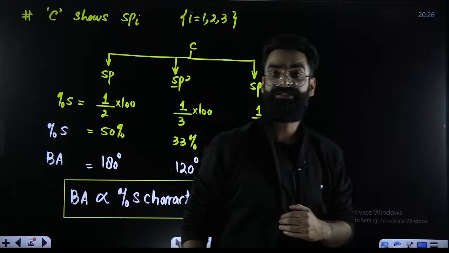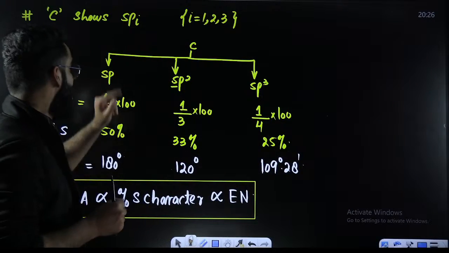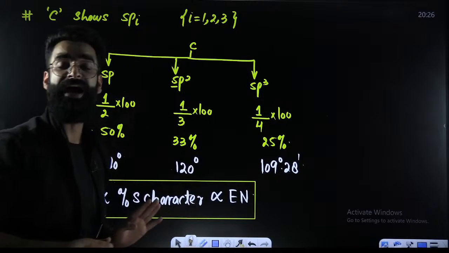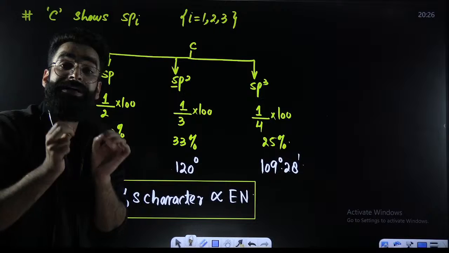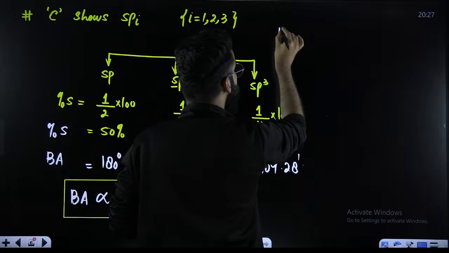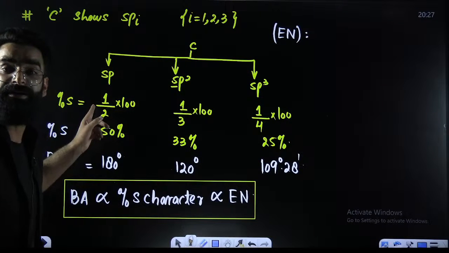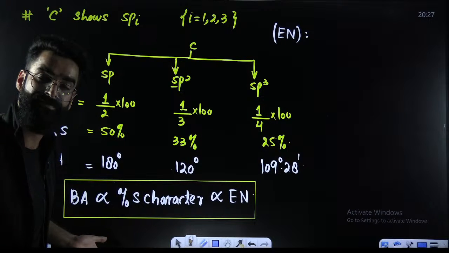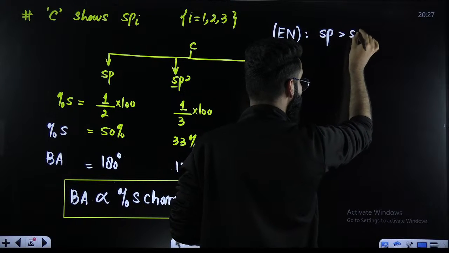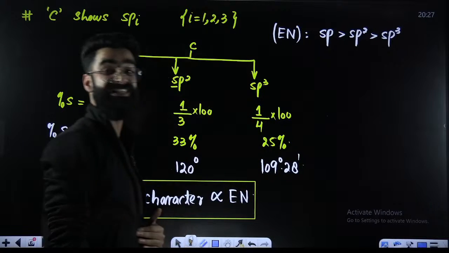Electronegativity. Perfect. So if I ask you, that carbon which is sp hybridized, that carbon which is sp2 hybridized, that carbon which is sp3 hybridized, what about the electronegativity order of those carbons? That carbon which has got more s character will be more electronegative, as simple as that. So I'll say electronegativity of sp hybridized carbon will be more than that of sp2 hybridized carbon, which will be greater than that of sp3 hybridized carbon.